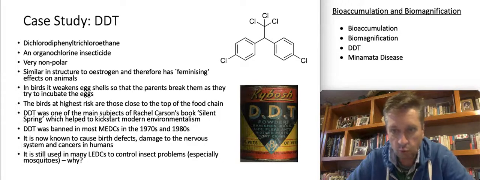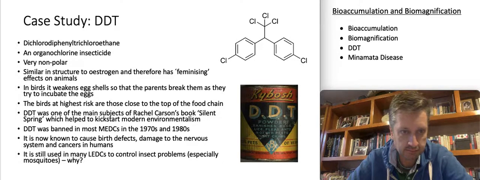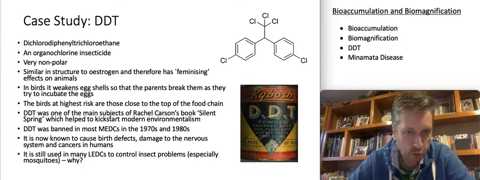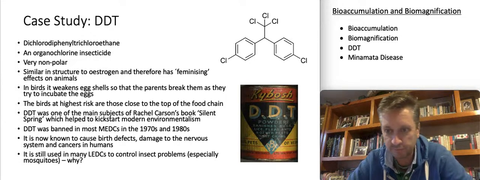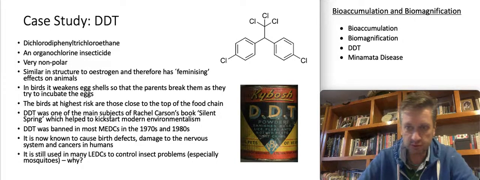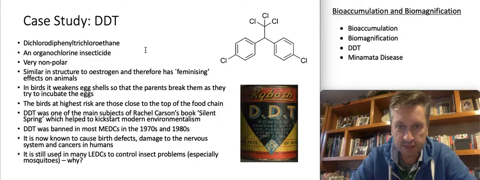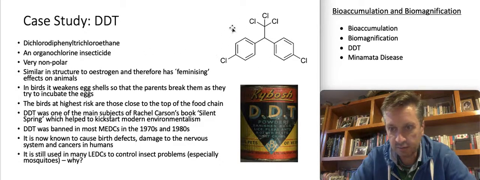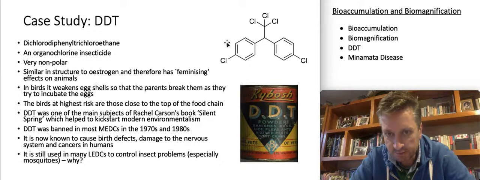DDT was or is a pesticide, an insecticide. Its correct name is dichlorodiphenyl trichloroethane. Please remember that. I'm joking, you don't need to know that. It's an organic chlorinated compound. It's got these benzene rings.